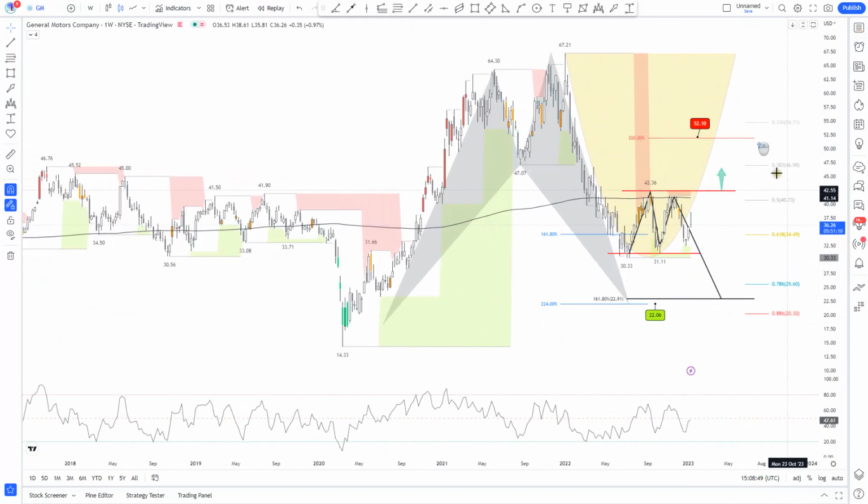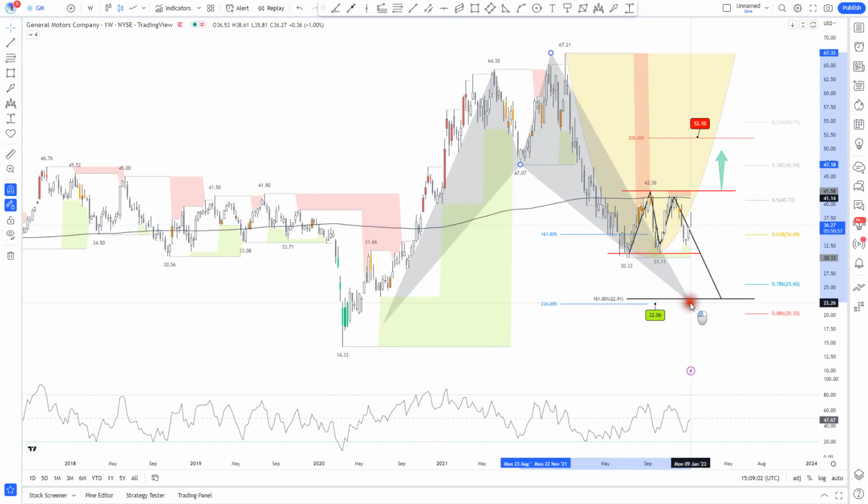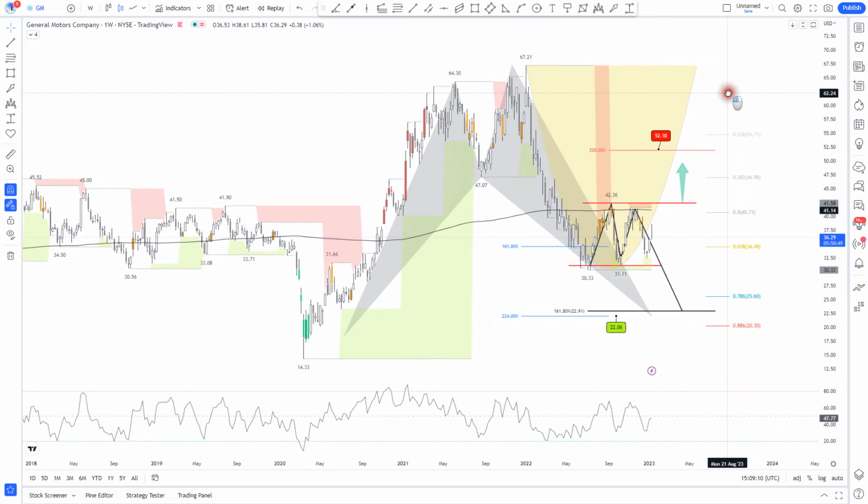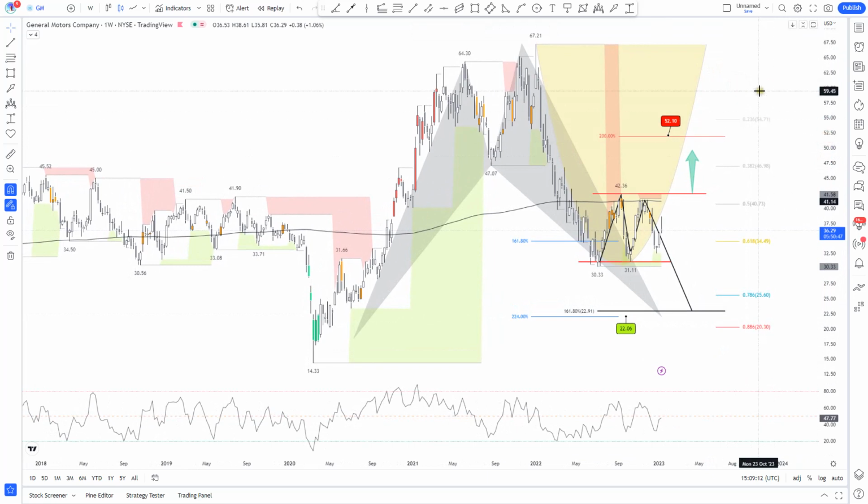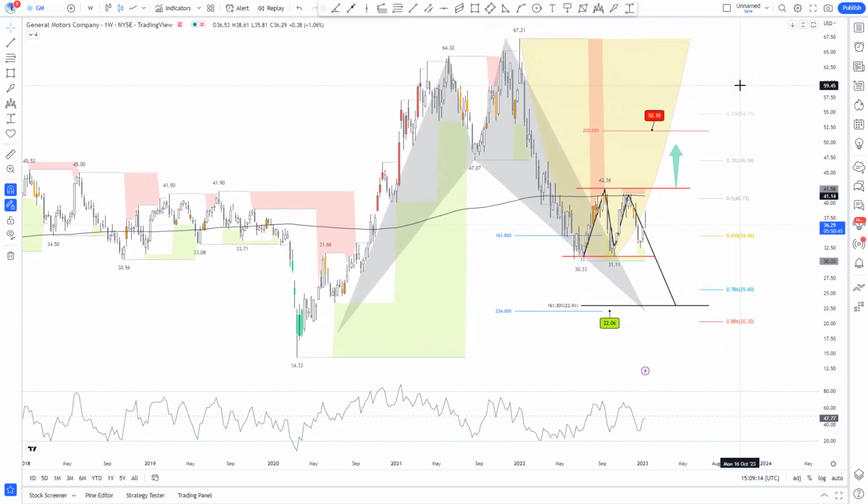GM, another one that I will not be surprised to see forming a cup. For that to happen, we need to see a clear violation of 42.36. I have a bullish shark pattern projected at 22.06, which may offer a much better and friendlier risk-reward approach for those who want to try the long side opportunity for General Motors.